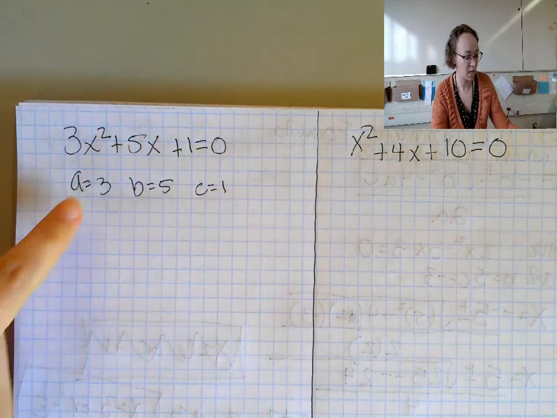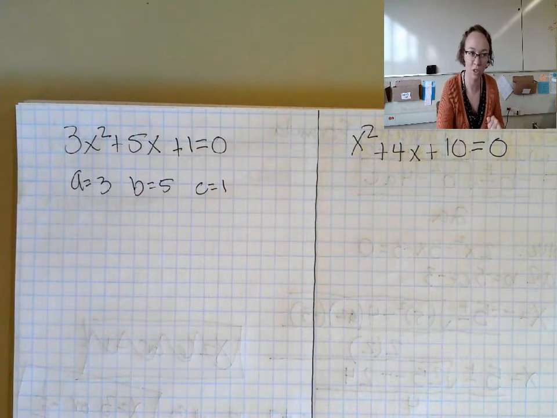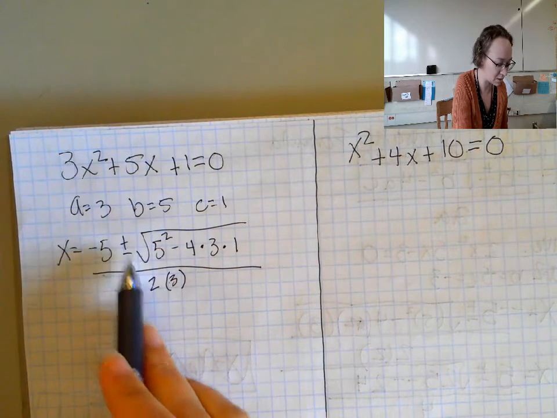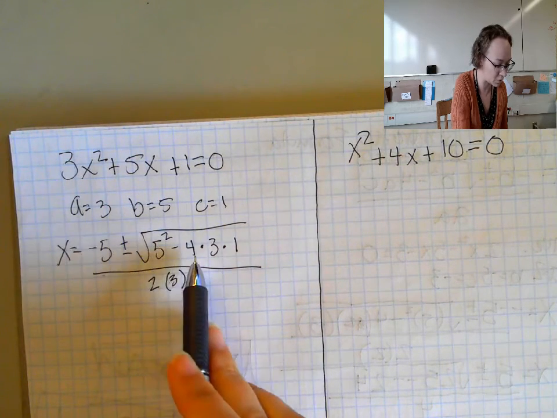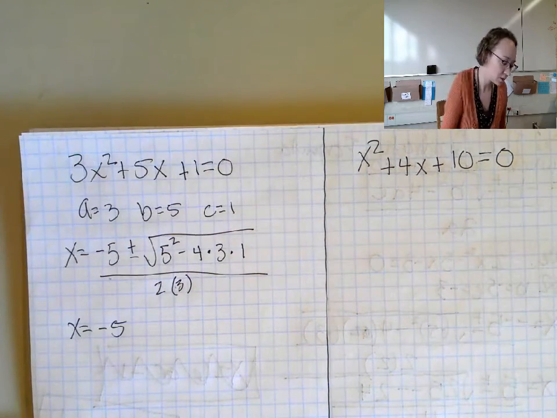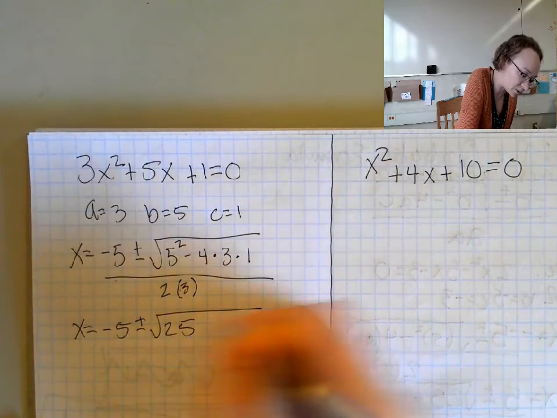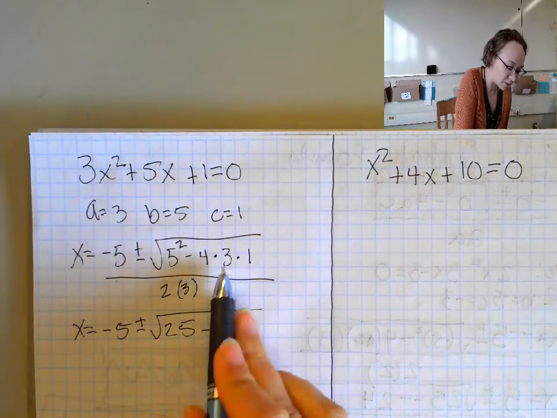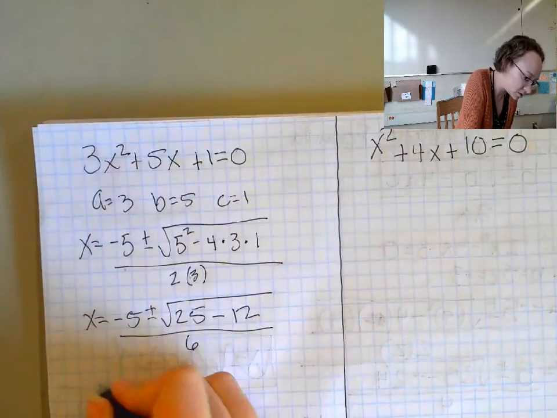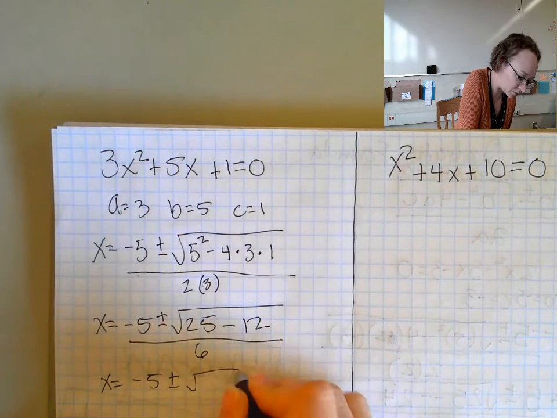So for the first one, a equals 3, b equals 5, c equals 1. I'll rewrite the whole formula first. So when you put your numbers in, we have x equals negative b plus or minus the square root of b squared minus 4ac all over 2a. Now I simplify. X equals negative 5 plus or minus the square root of 25 minus 4 times 3 times 1, that's 12 over 6. So x equals negative 5 plus or minus the square root of 13.